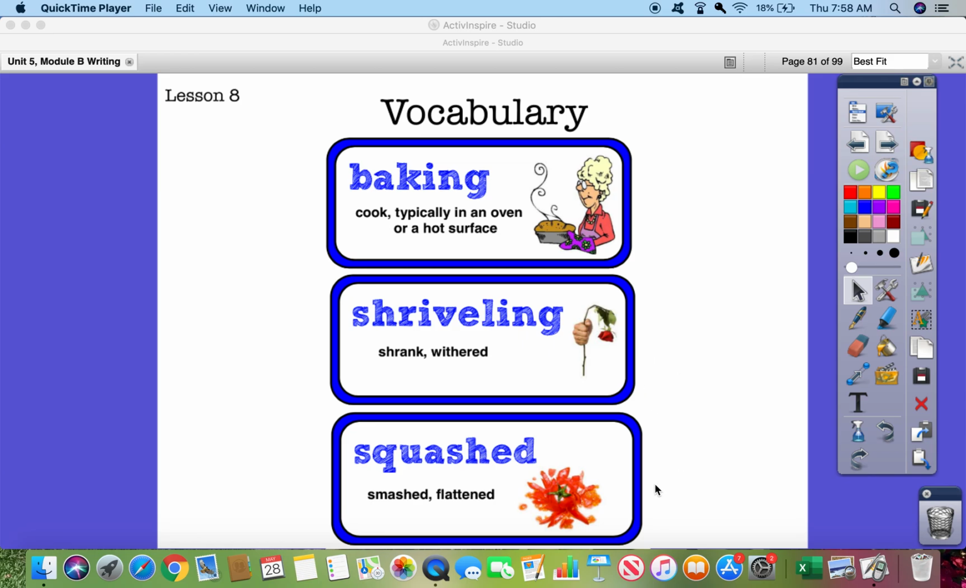And then the word squashed. Squash is when you smash or flatten something. For example, they have a picture of a tomato getting squashed, or we could squash a bug.